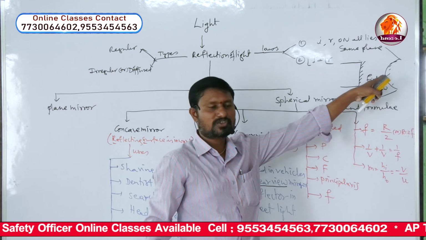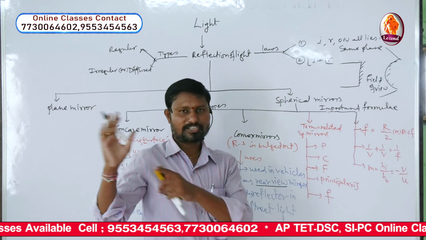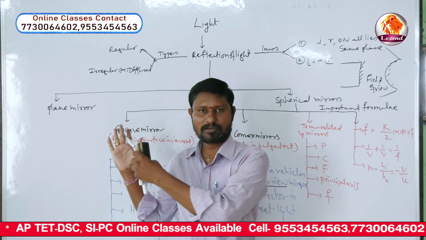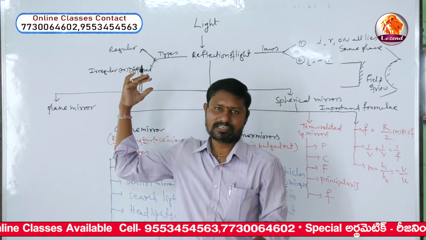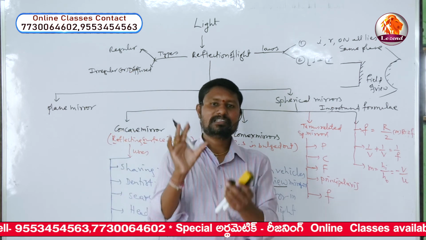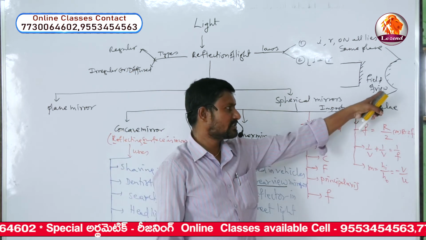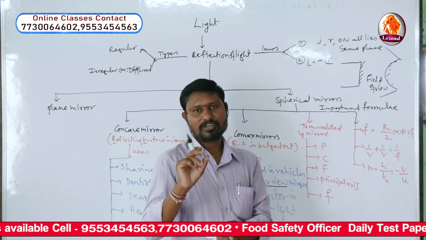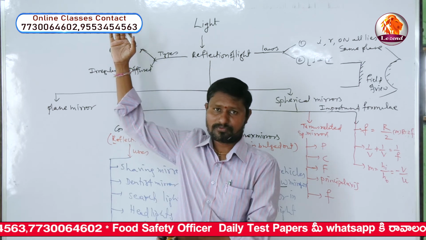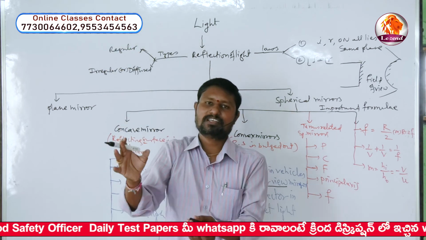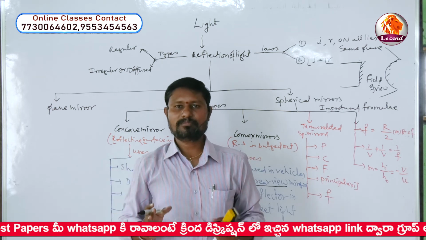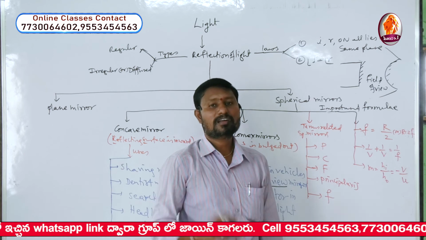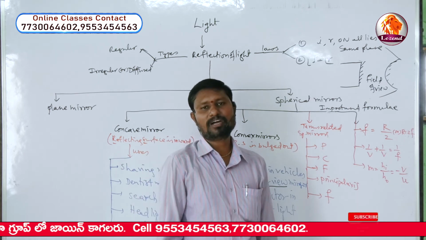And the advantage of this convex mirror is that adjacent to the driver we have a convex mirror, and the driver without turning back can see what is behind his vehicle. The convex mirror always gives an erect, upright and diminished image, so that he can see a wide field of view behind him and move the vehicle without any problem. So it is used as a rear view mirror in automobile vehicles.